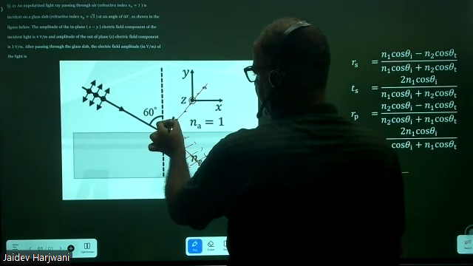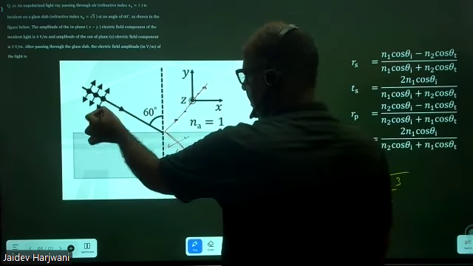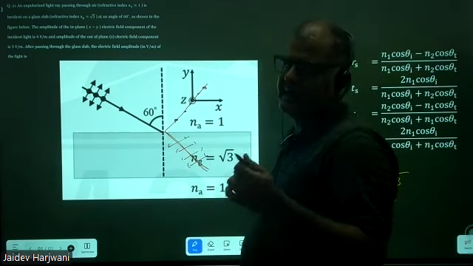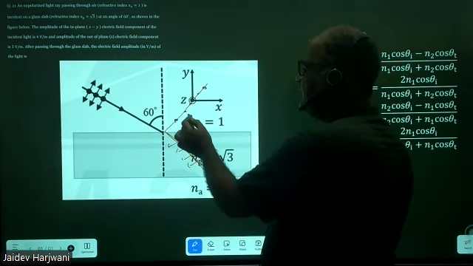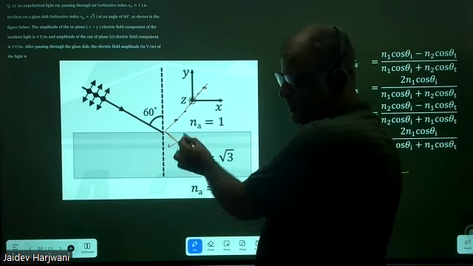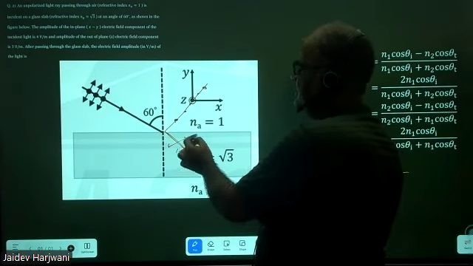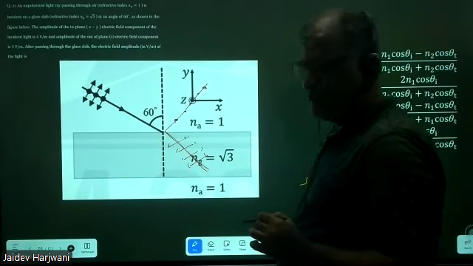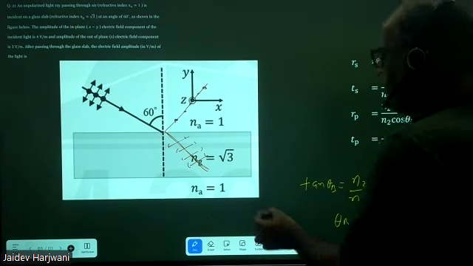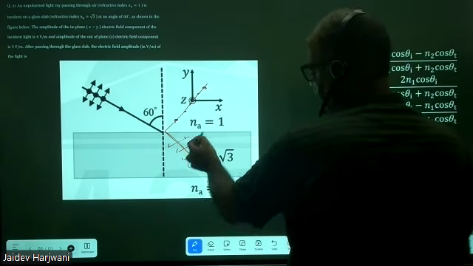This parallel component is called the P polarized component, and the perpendicular component is called the S polarized component. So S polarized is partially reflected, partially transmitted. So this is the partially polarized light, and this is the completely polarized light. Now we need to calculate the amplitude of the electric field here.